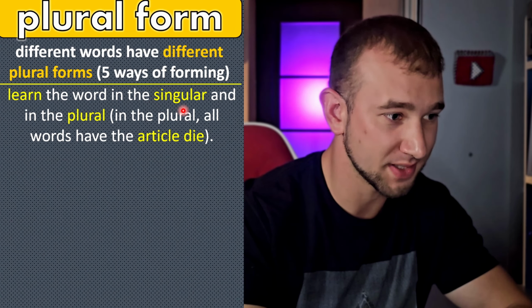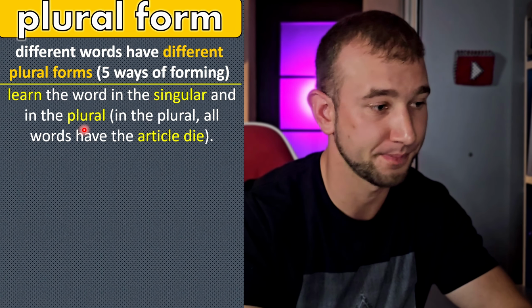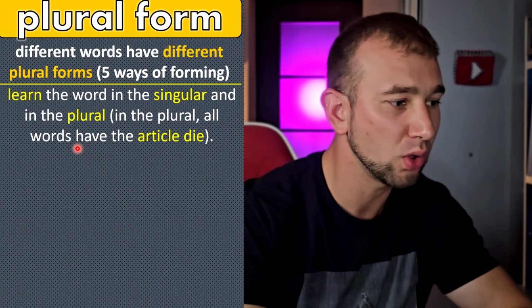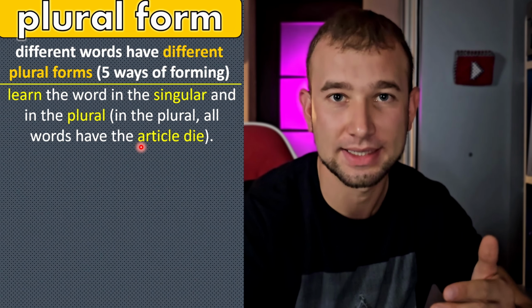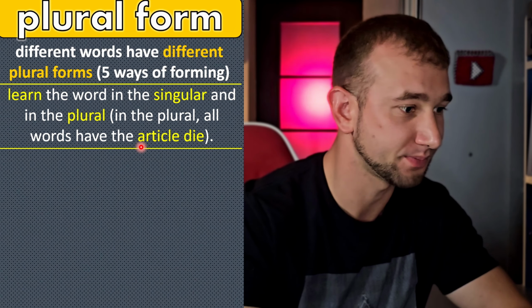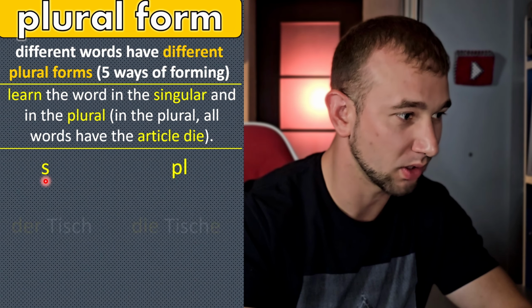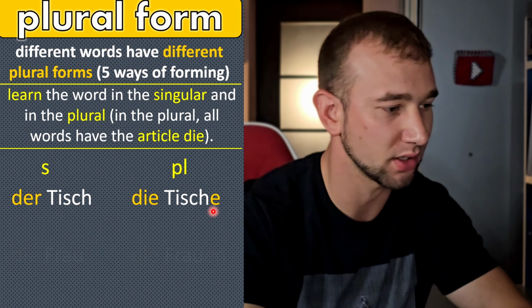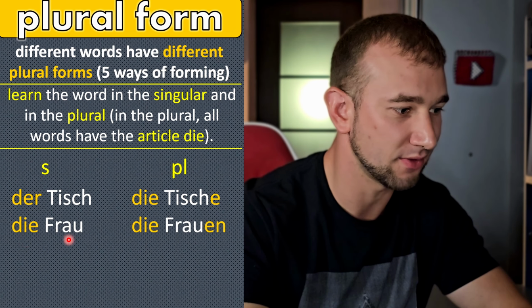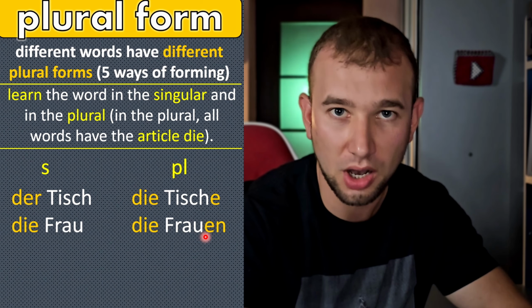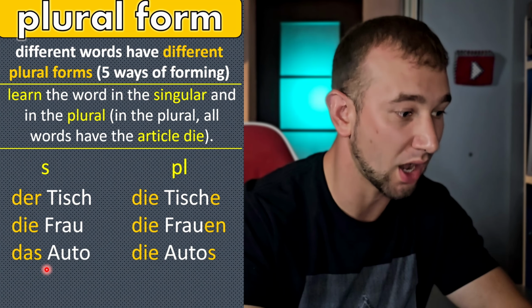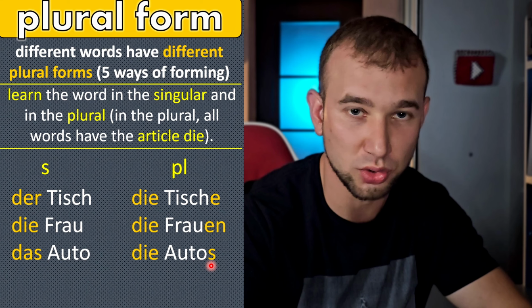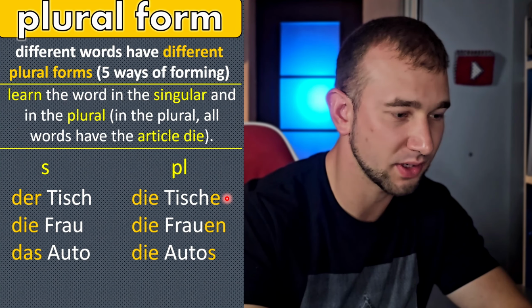Learn the word in the singular and in the plural form. In the plural, all words have the article die. For example, singular and plural. Der Tisch, die Tische. Die Frau, die Frauen. Das Auto, die Autos. You see different endings.